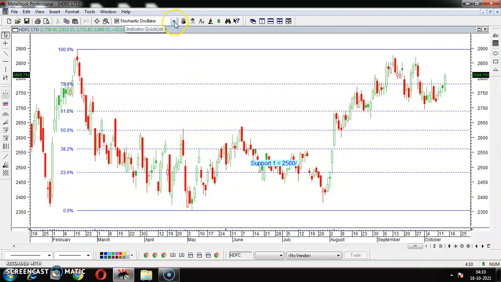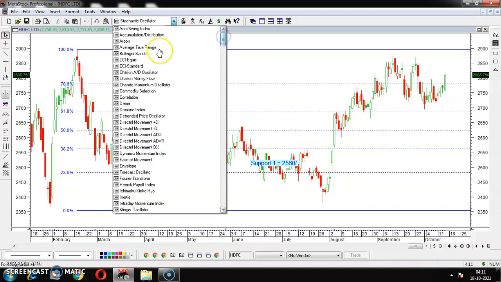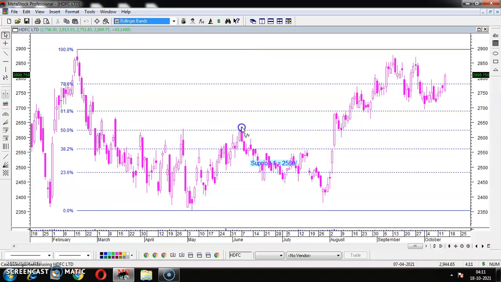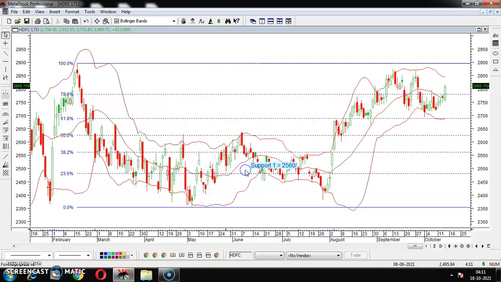Now let me plot the Bollinger Band, to see what the Bollinger Band says about this stock. I am plotting the Bollinger Band over here. Yes, this is the Bollinger Band. You see there are the same three lines. This is the 20 simple moving average, called the middle band. This is the lower band. This is the upper band.